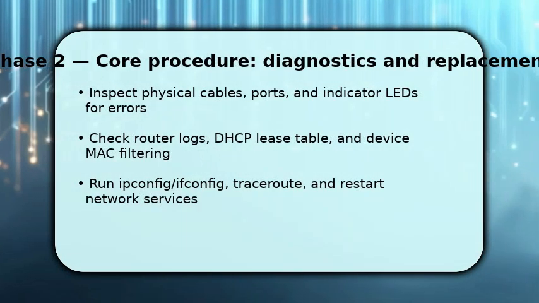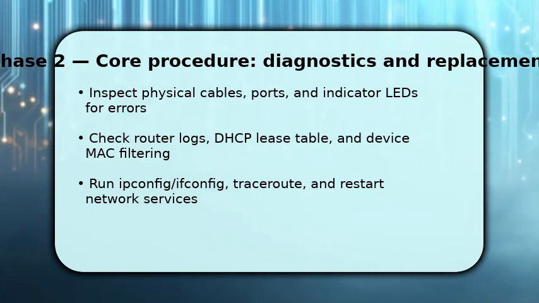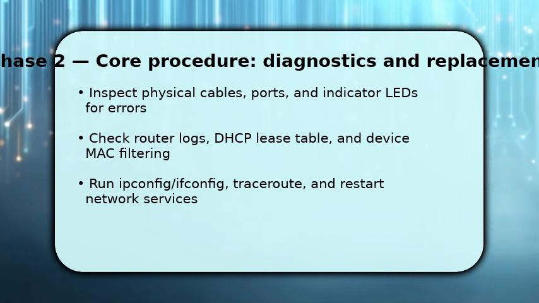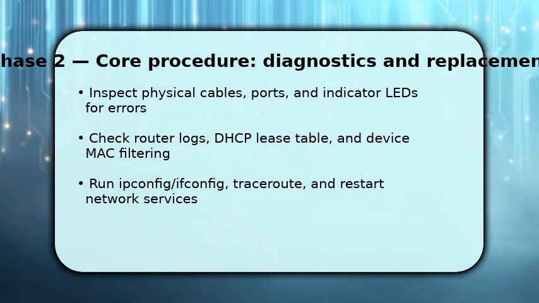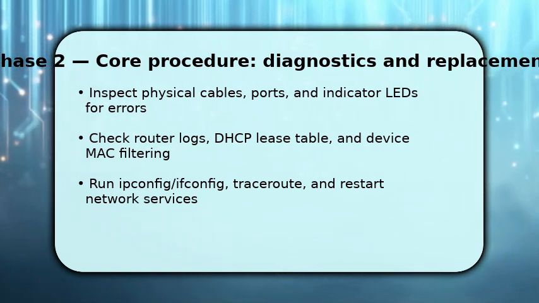Now you dig deeper. Physically inspect Ethernet cables and port LEDs. A loose cable or amber light means trouble. Once comfortable, log into the router to review DHCP leases, MAC filters, and recent events. These explain blocked devices or IP conflicts.